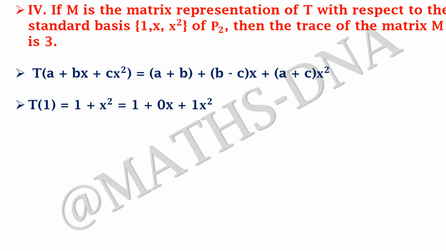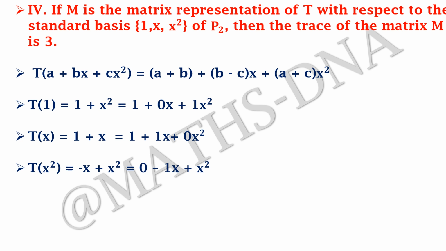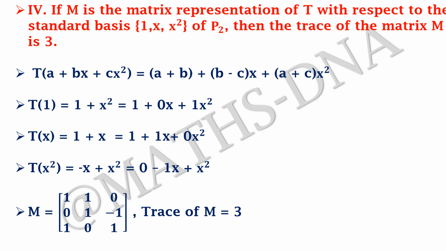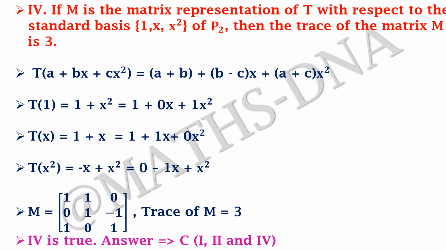T(1) will be 1 + x², that is 1 + 0x + 1x². T(x) will be 1 + x, that is 1 + 1x + 0x². And T(x²) will be -x + x², that is 0 - 1x + 1x². And this gives us our matrix with the entries 1 0 1, 1 1 0 and 0 -1 1. And here clearly the trace is 3. So the fourth statement is correct as well, and the correct answer becomes option C. 1, 2 and 4 are true statements.